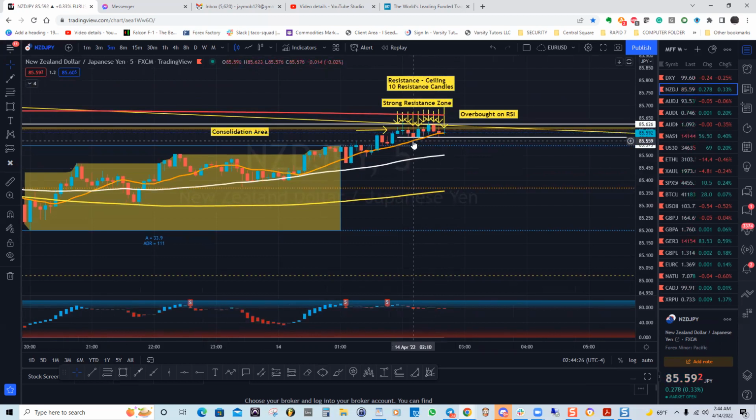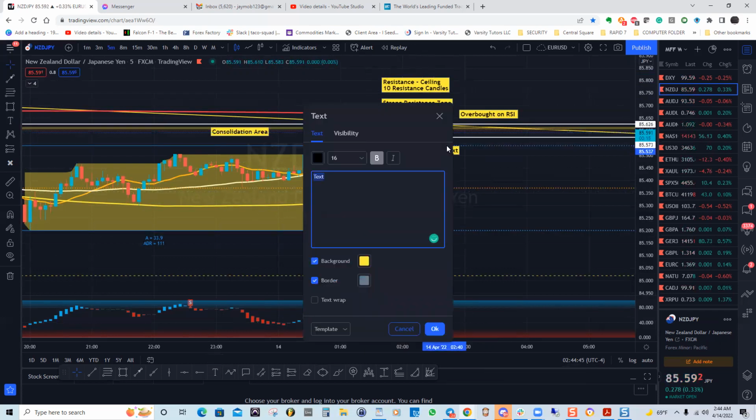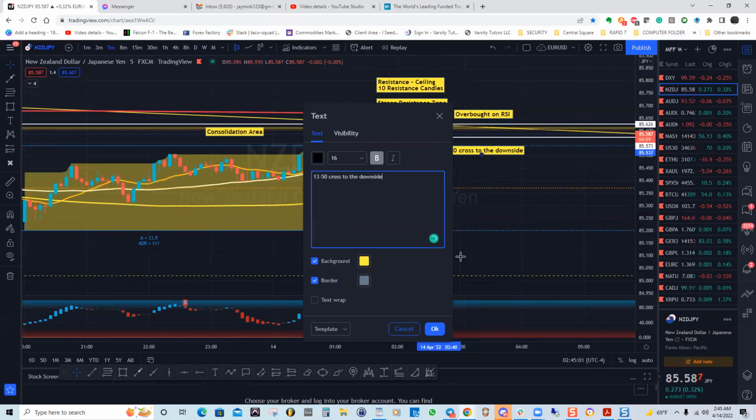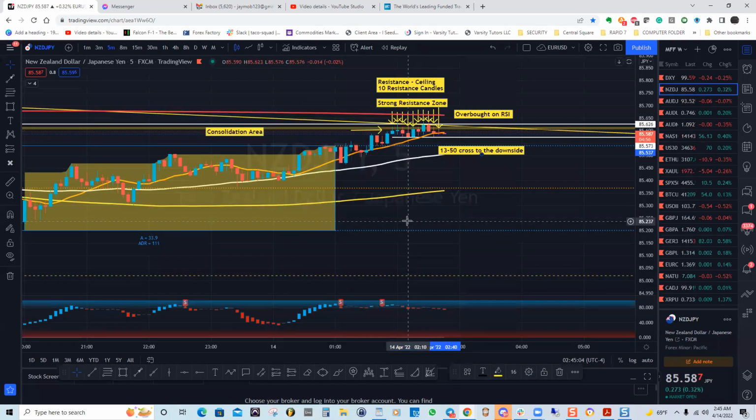I would love for this 13 and 50 to cross to the downside. If this 13 and 50 cross to the downside, then that just lets me know that this analysis I'm doing is good. We want to see the 13 and 50 cross over right here. So I want to see 13 and 50 cross to the downside. If I can see the 13 and 50 cross to the downside, then I know that I feel comfortable in entering this trade as a sell. Because right now I don't have any information.